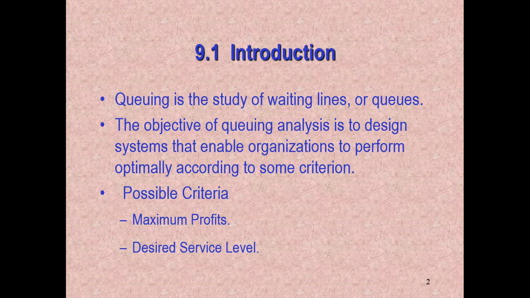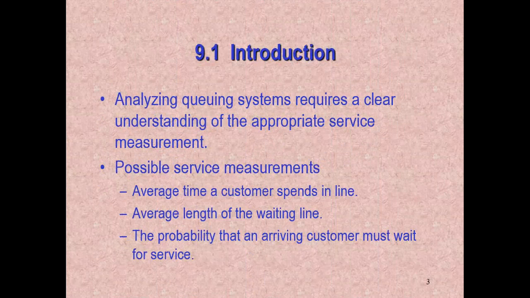Or maybe we say, hey, we're a convenience store, so this transaction better be convenient. If it takes more than 2 or 3 minutes, then they're not going to come back because they're in a hurry. Okay, so maximum profits, desired service level, all these things are things that we may look at as we look at queues for our organization. So when we analyze a queue, it's not really easy to do. Queues require clear understanding of the appropriate service measures.